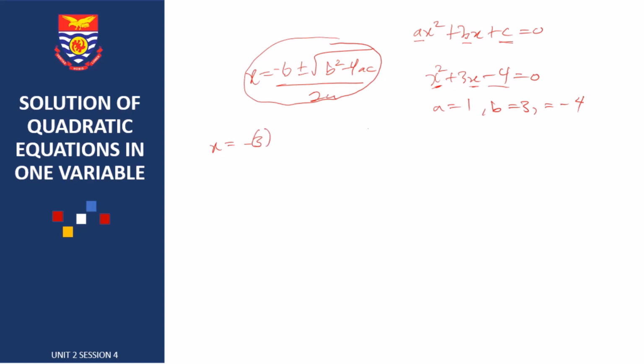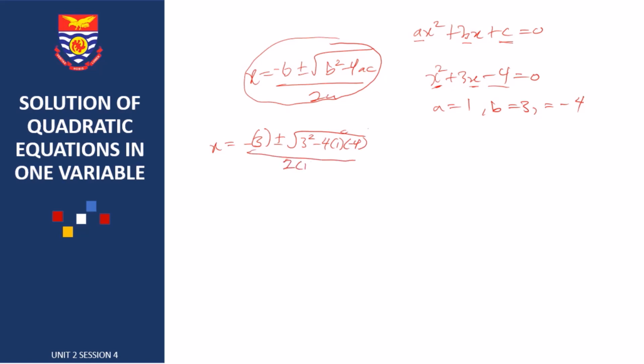The b is 3, so x equals minus 3 plus or minus the square root of 3 squared minus 4, and so on. What is a? A is 1. What is c? C is minus 4. All divided by 2, then a.